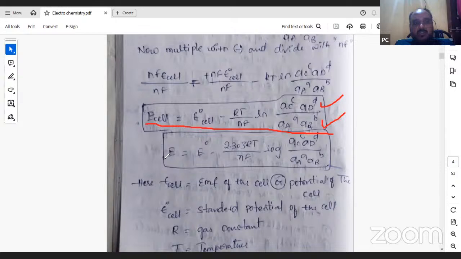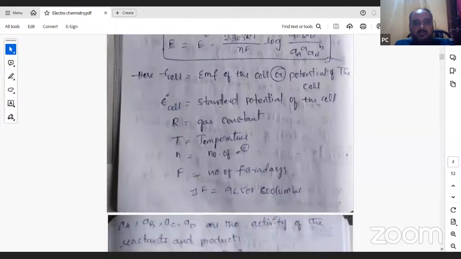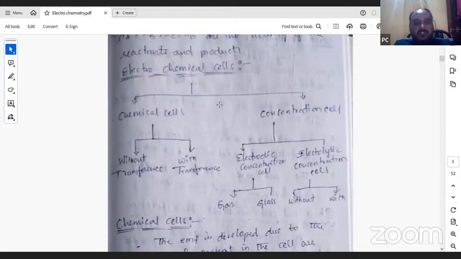Then the ln can be replaced with logarithm, multiplied by 2.303 log. So E cell equals E naught minus 2.303 RT by nF log (activity of products by activity of reactants). Here E cell is the EMF of the cell, or potential of the cell, and it can be utilized to get the potential of various types of cells. This was already completed in the morning session, right?